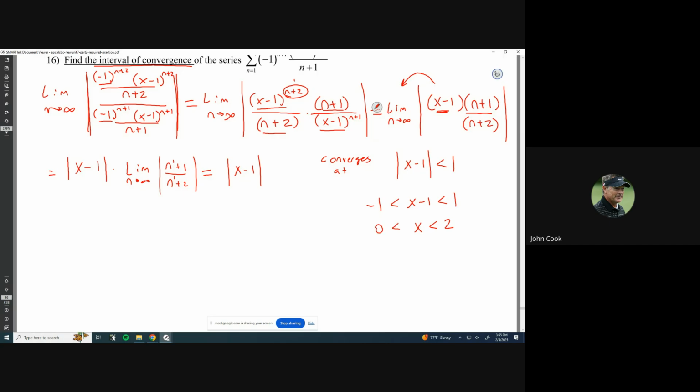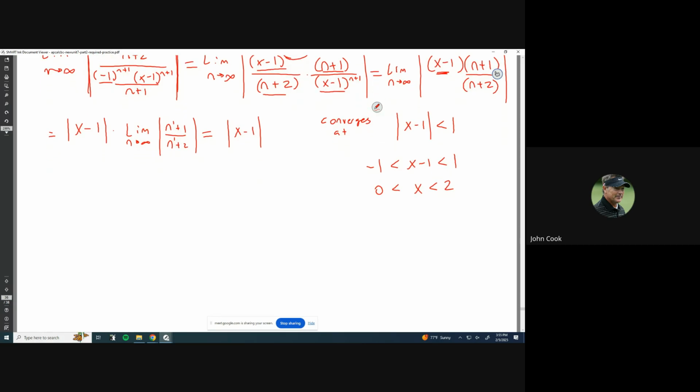Okay, but we're not done there, obviously, right? Because we need to see what happens at the endpoints. So I'm talking about what happens at 0 and what happens at 2. So that's when we need to take our specific x values, plug them into the original series, and then solve that series, see if it converges or not. So let's start off with 0. So let's let x equal 0.